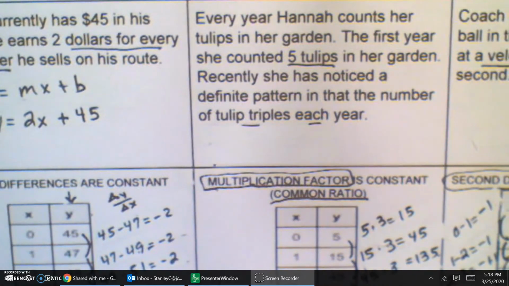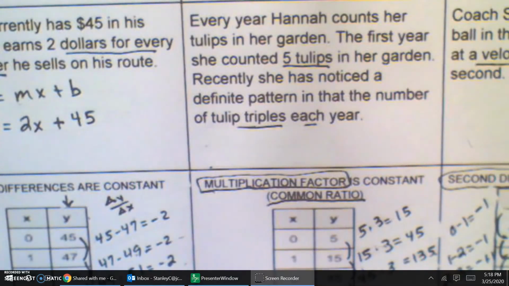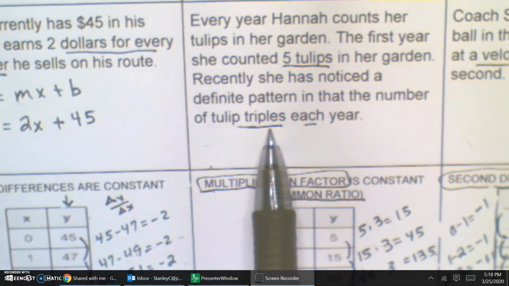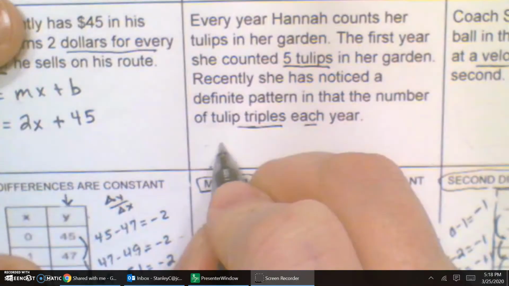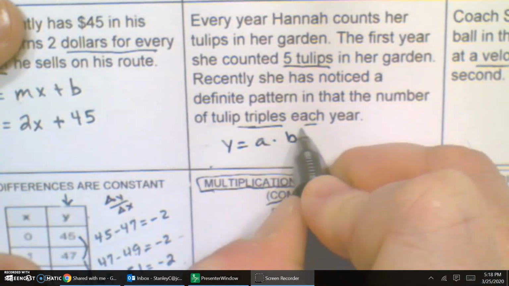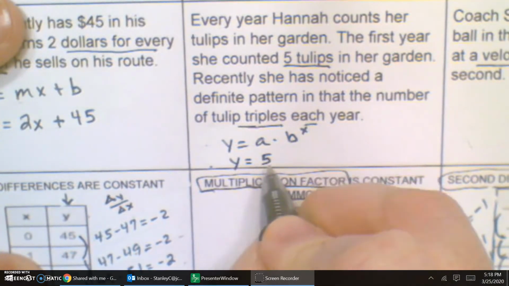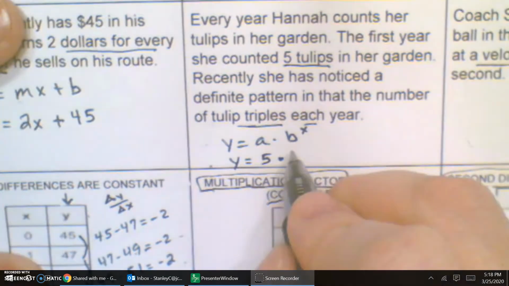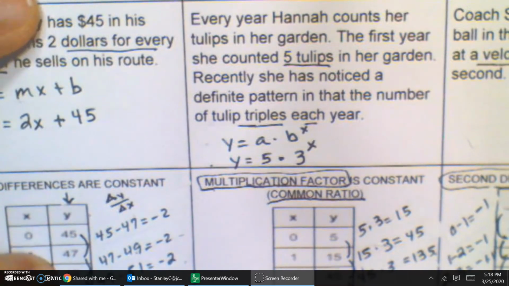Second scenario. Every year Hannah counts her tulips in her garden. The first year she counted 5 tulips in her garden. Recently she has noticed a definite pattern in that the number of tulips triples each year. When you have keywords like triple, double, halves, this indicates exponential. So let's look at y is equal to a times b to the x. Starting value, 5 tulips. And these are tripled each year, 3 to the x. So y is equal to 5 times 3 to the x.